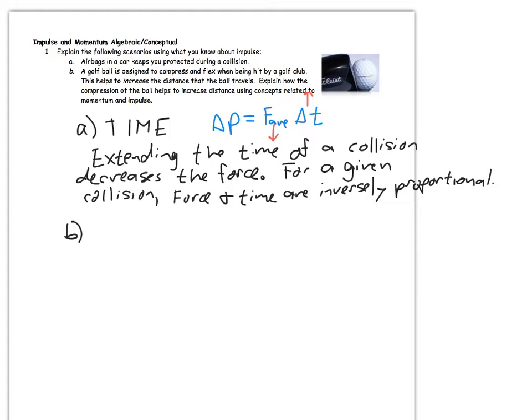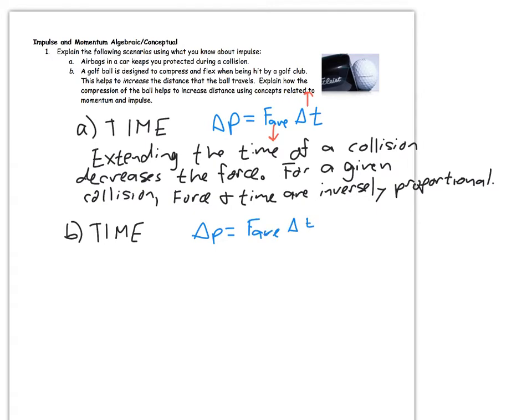For part B, we're asked to consider this scenario up here where a golf ball is compressed while a golf club is hitting it. And we want to talk about why that compression helps to increase the distance that the ball travels. Once again, the key concept here is time, but we're going to apply it in a slightly different way. So we're still thinking about delta p equals our average force multiplied by our change in time.